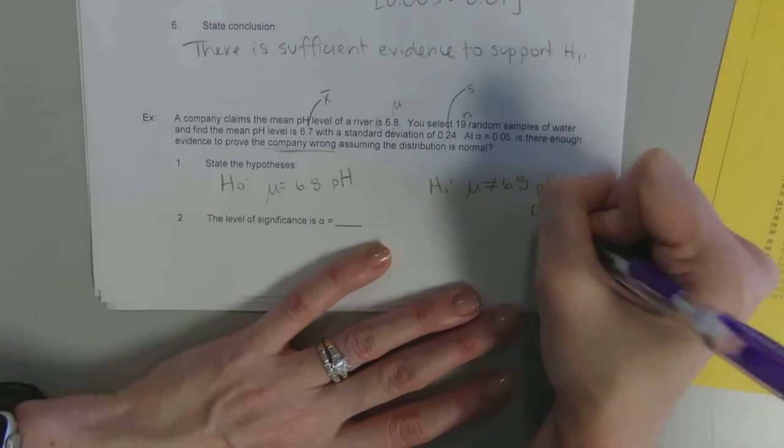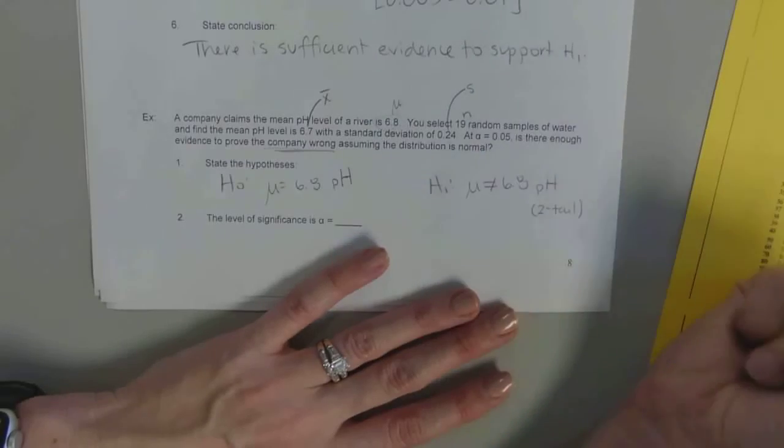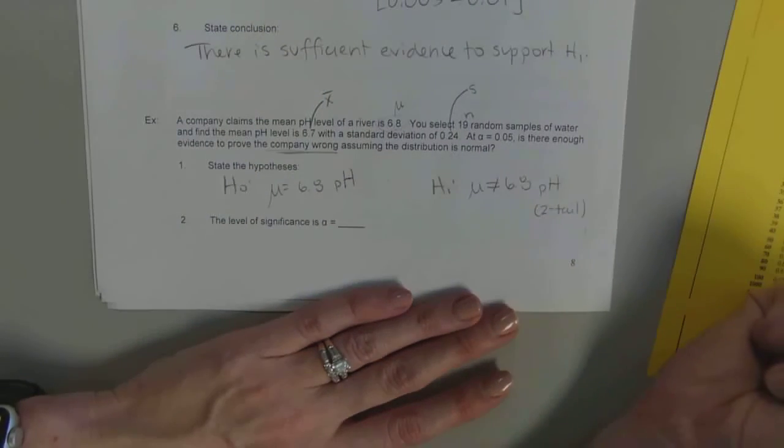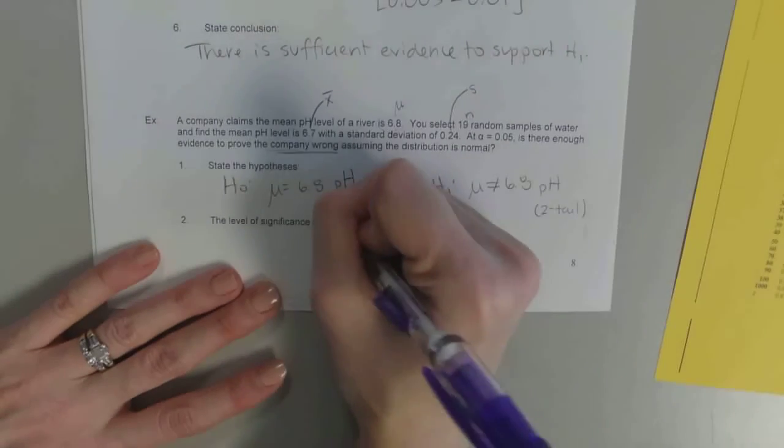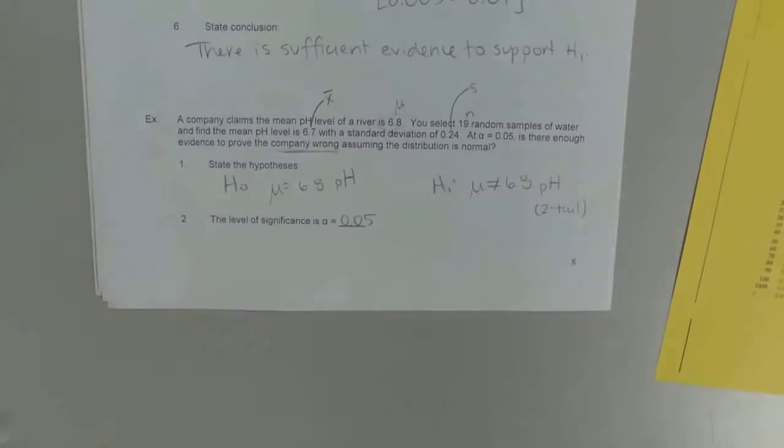So what kind of test is that? We're going to keep that in mind if we're doing it by hand. If we're doing it on a calculator, our calculator does it for us. Alpha is 0.05. What is alpha? It's the probability of making a type 1 error, so it's a 5% chance of saying reject when I shouldn't. All right, so let's flip it over.